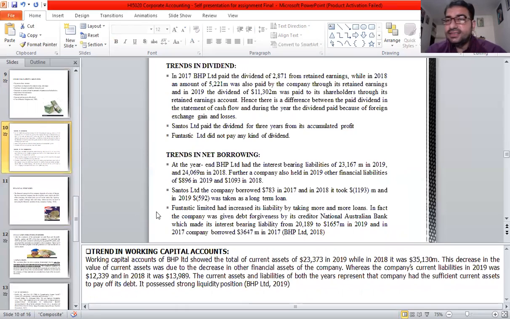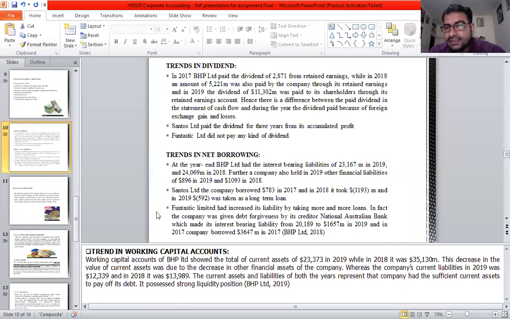For the trends in dividends, in 2017 BHP paid a dividend of 2,871 from its retained earnings, while in 2018 it was 5,221 million, also from retained earnings, and in 2019 it was 11,302 million. This was basically paid to the shareholders through the retained earnings account. Hence, there is a difference between the dividend paid in the statement of cash flow and the dividend paid during the year because of foreign exchange gains and losses.